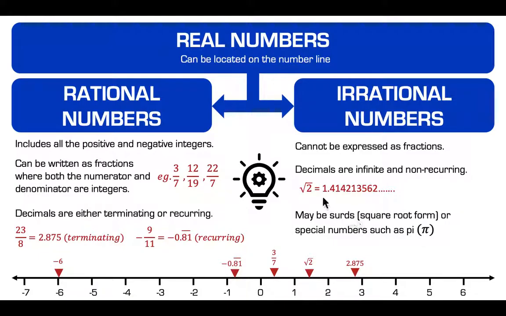We write them in a square root form. Most of the time we call them surds. So if you've got an irrational number in its square root form, we call it a surd. There are some other numbers that are irrational, things like pi, for example. If you put that in your calculator, 3.14 and so on, its decimal is infinite and non-recurring. So it's also an irrational number, but it can be located on my number line. So there you go, you've got real numbers which are split into rational and irrational numbers.